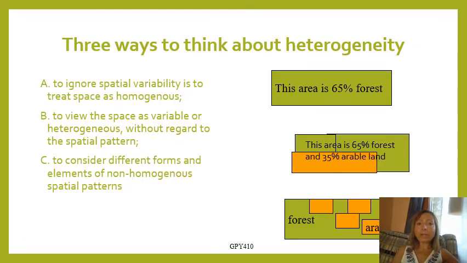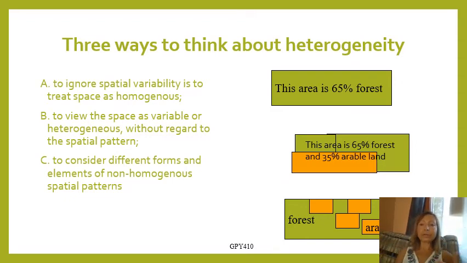As we describe the landscape, there are really three ways we can think about heterogeneity and how we can represent it in the description of the landscape, on how we can map it. So the first and perhaps the most imperfect way is that we can pretend that there is really no heterogeneity, that the landscape is homogeneous.